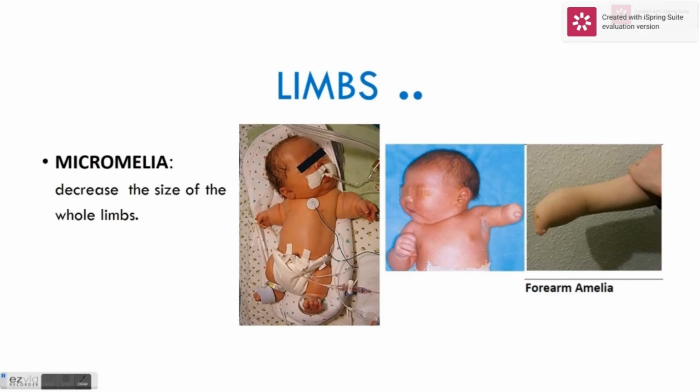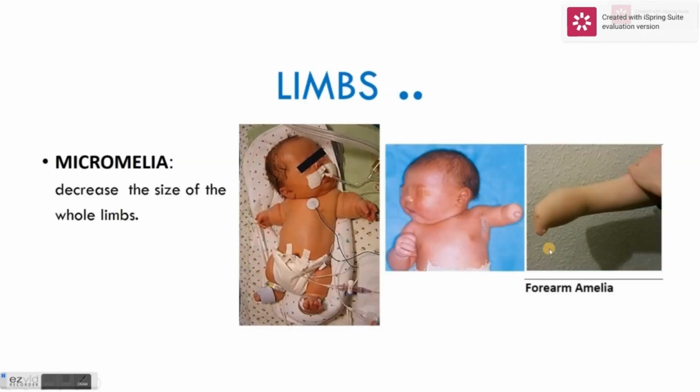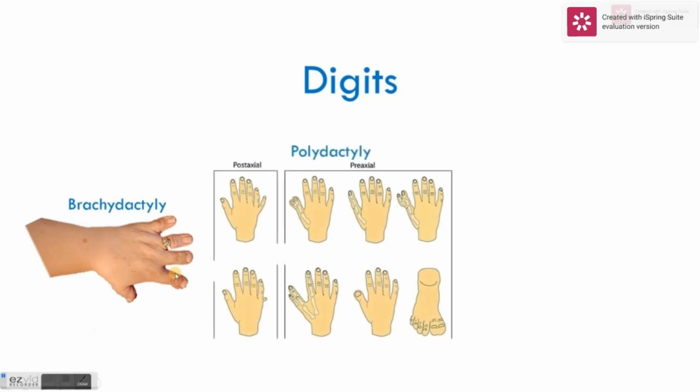It's not just a single segment, and you can see here multiple skin folds, and this is head and face hypoplasia and extreme shortening of the limbs. Even the whole body is short. You can say this is forearm amelia. This is brachydactyly, that means shortening of the fingers.